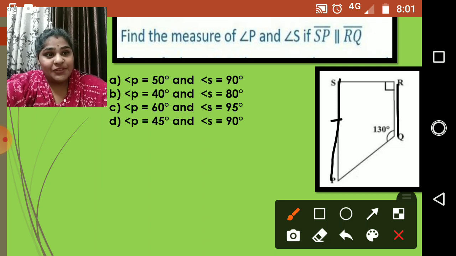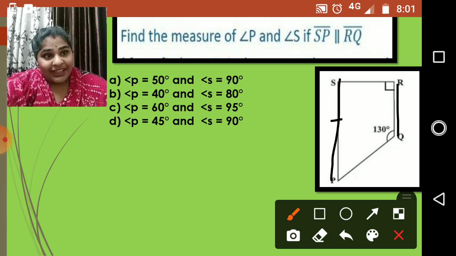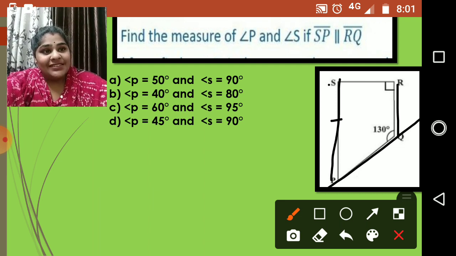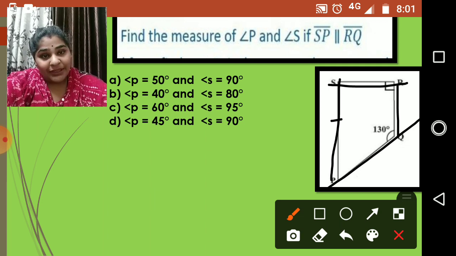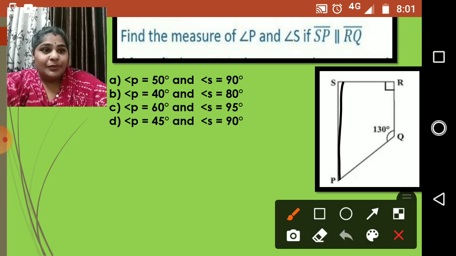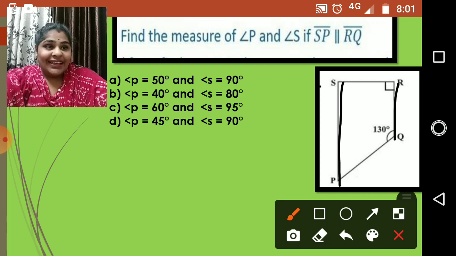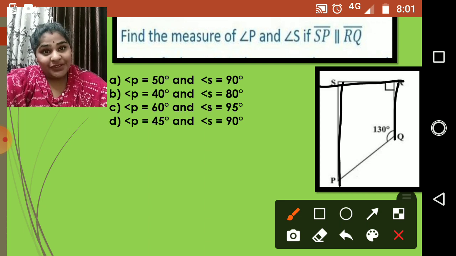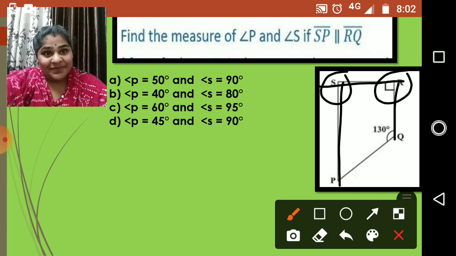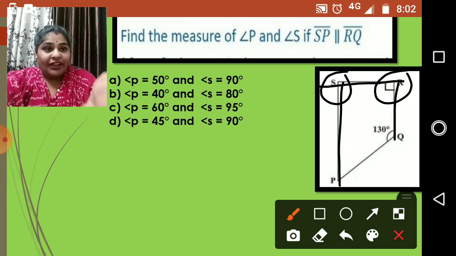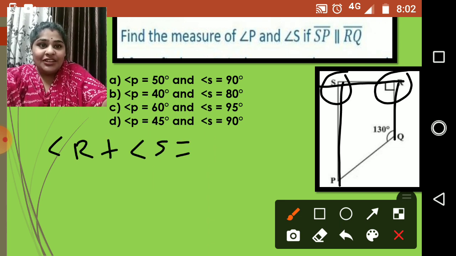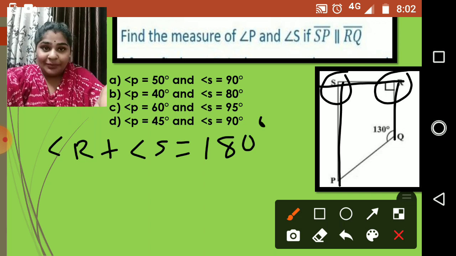So if I consider that SP and RQ are two parallel lines and PQ is a transversal, right? Or you can say SR is the transversal. Anyone you can take in the starting. So now suppose I take SP and RQ as two parallel lines and SR as transversal, I know angle R and angle S are supplementary angles, right? They form a supplementary pair of angles. So what I'll write is angle R plus angle S is equal to 180 degrees.